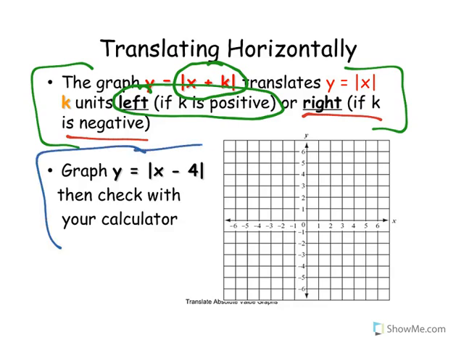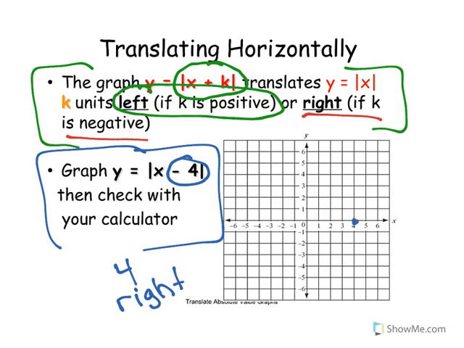We can check this using our calculator. So a -4 in the parentheses tells me this should go 4 units to the right. So if I go 4 units to the right, this is what you should be looking at in your calculator. All right. And again, if you do put that in your calculator or even make the table by hand, that's exactly what the graph's going to look like.